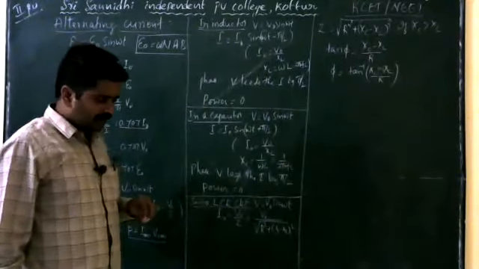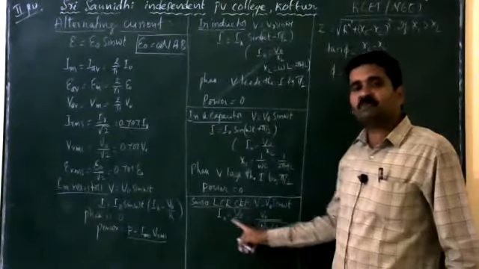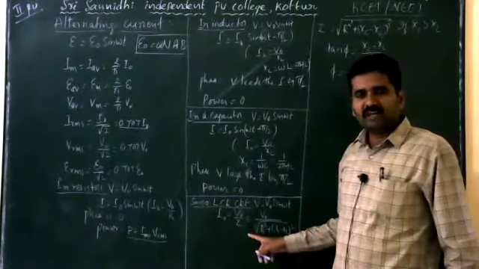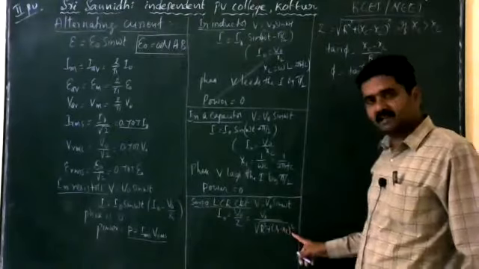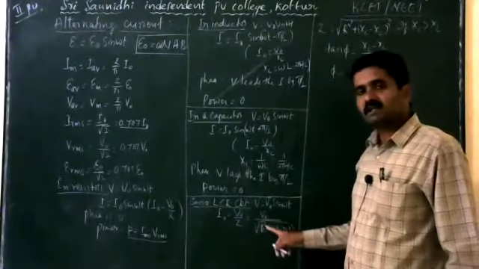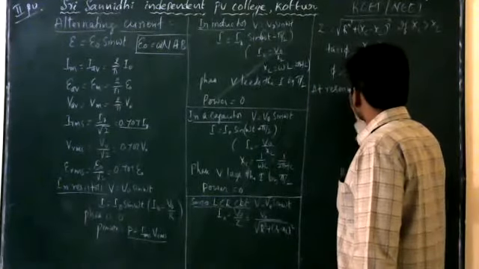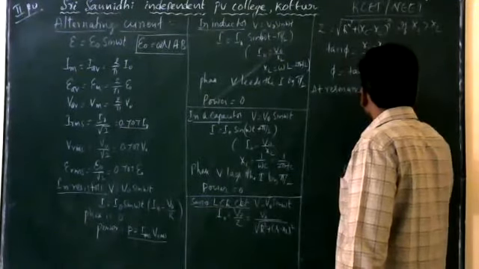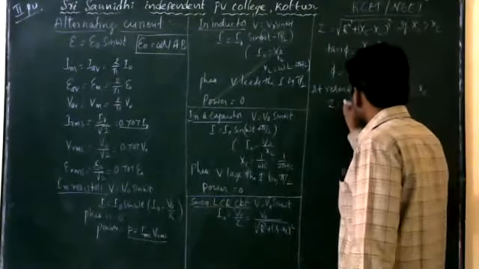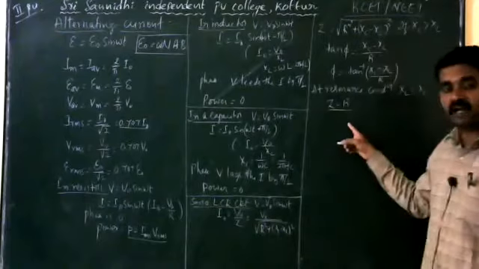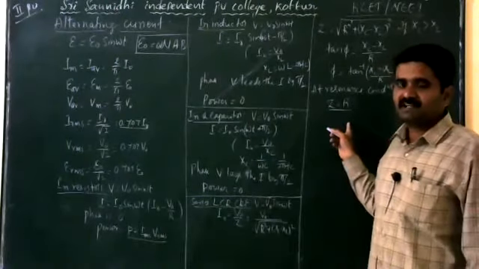So under the resonance condition, the impedance will be the minimum and the current will be the maximum. At resonance, XC is equal to XL, so the difference is equal to 0. That condition is XL equal to XC, and Z is equal to R. At that condition, the current will be the maximum in the series LCR circuit.